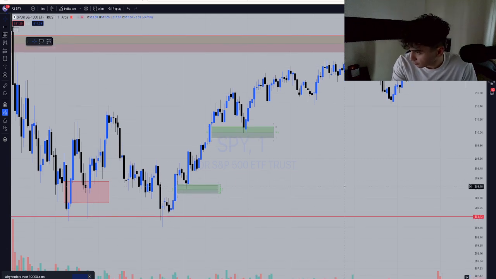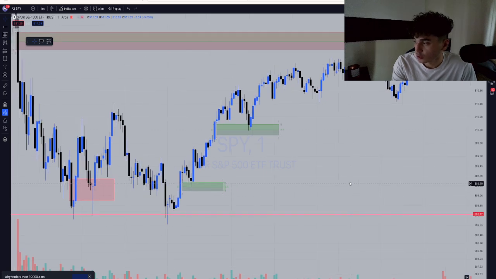Fair value gaps are pretty much always going to be created on large, sudden moves presented within the market. So whenever we see a strong push to the upside or a strong move to the downside, typically that's when fair value gaps are created, supply and demand zones are created, etc. Also keep in mind, when price moves into supply and demand zones and has moves from those zones, typically fair value gaps are going to be created from those zones.